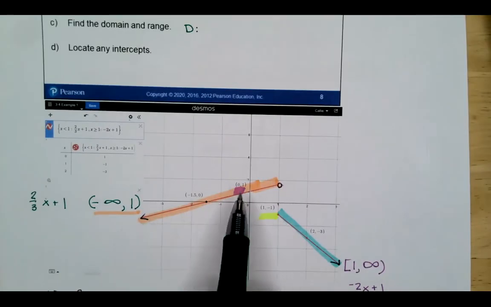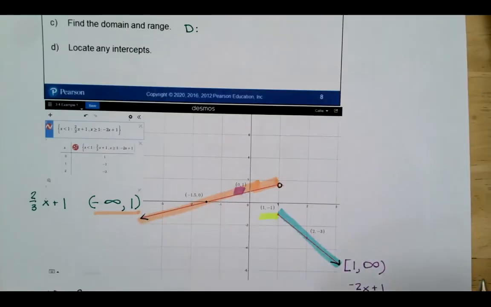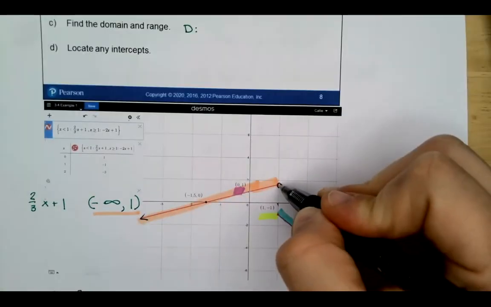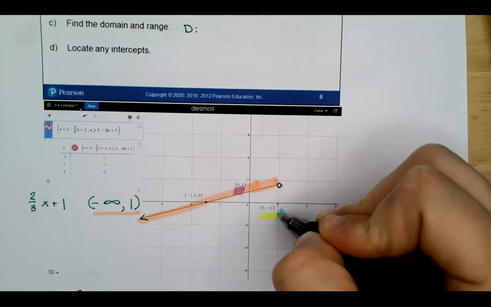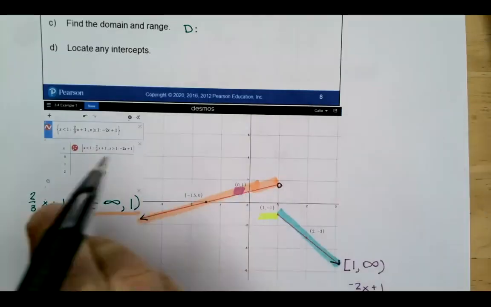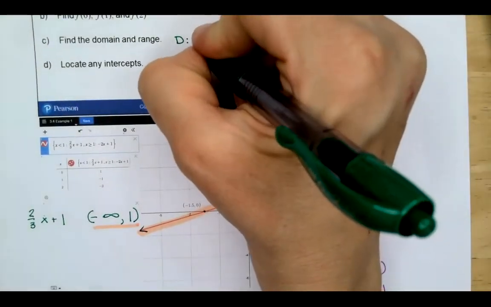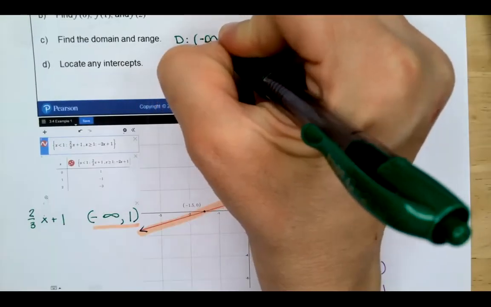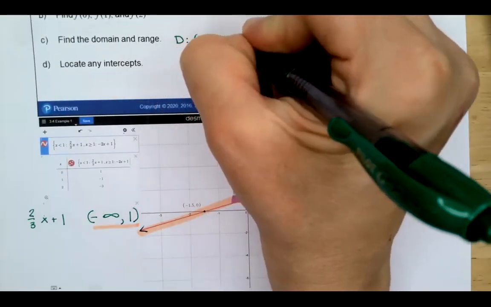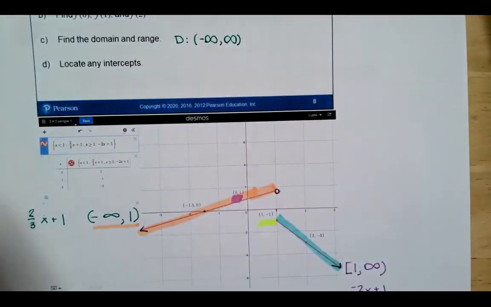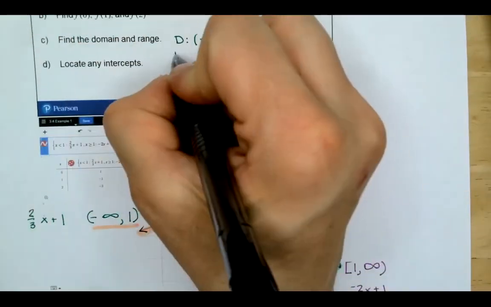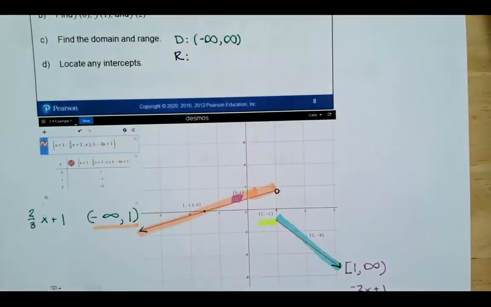It's going to go forever in the negative x direction, and it's going to go forever in the positive x direction. This has a hole in the graph, but it's covered by this where it fulfills the graph. So there are no holes in the graph. So I'm just going to say x is all real numbers, negative infinity to infinity, okay? And then the range, what is my range?